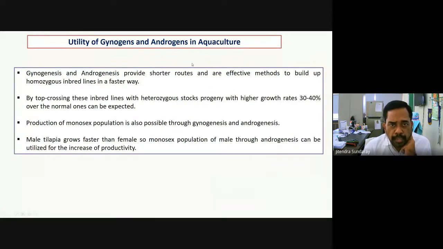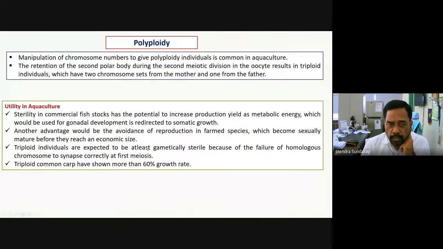What is the utility of gynogenesis and androgenesis in aquaculture? They provide a shorter route and an effective method to build up homozygous inbred lines faster. By top crossing these inbred lines with heterozygous stock, progeny with a 30 to 40% higher growth rate than normal can be expected. Production of monosex populations is also possible through gynogenesis and androgenesis. Male tilapia grow faster than females, so a monosex male population through androgenesis can be used to increase productivity. Whichever gender you need, you can go for that.